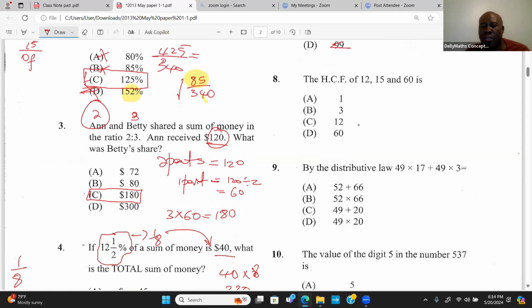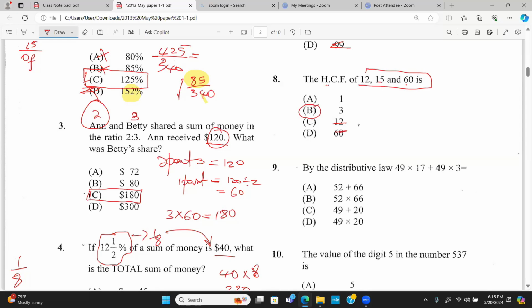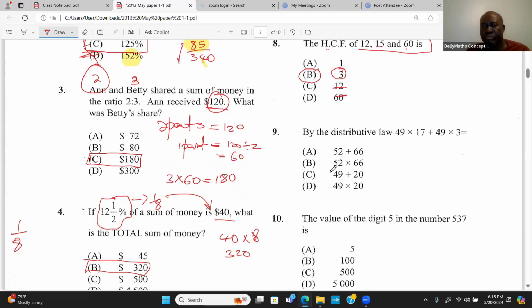The HCF, which means the highest common factor, of these. Now, the highest common factor of these cannot be 60, and it cannot be 12 because 12 cannot go into 15. So you want one number that could go into all of these without a remainder, the biggest one. Obviously, A and B can work, but H is for highest, so we have to pick the biggest. So you have to pick 3, the bigger of the 2.